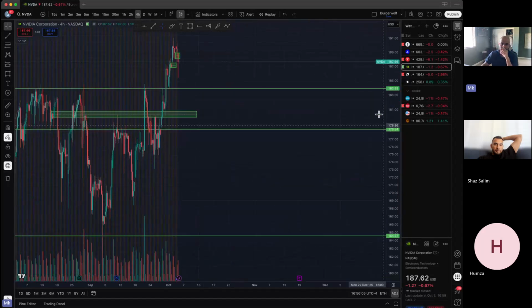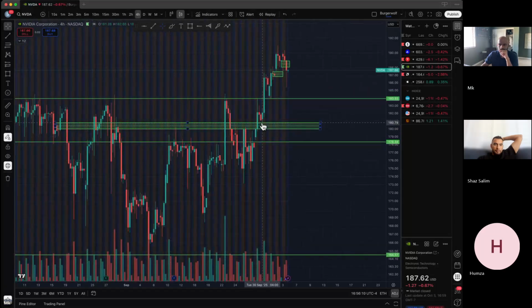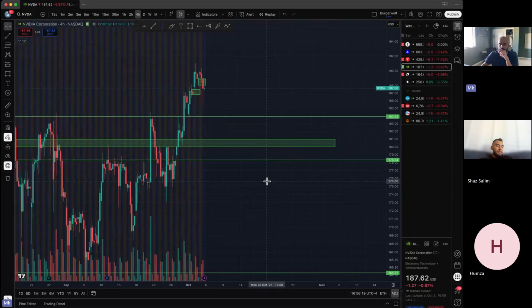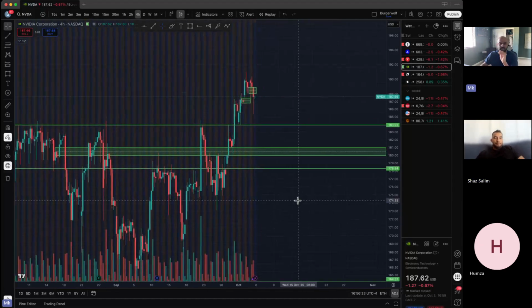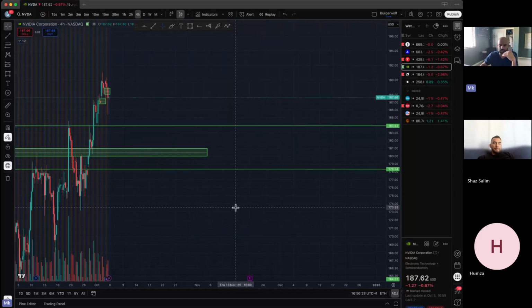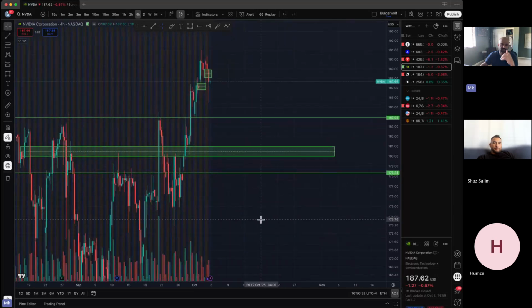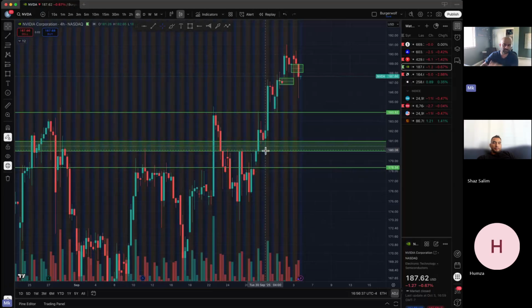For example, I just drew this one on Friday. This is an area where I'm expecting price to come down and bounce off of. What's this demand? Support? Basically, you could think of it as support. Demand is an area where a lot of buyers and sellers have met. There have been a lot of transactions in the area where price has struggled.